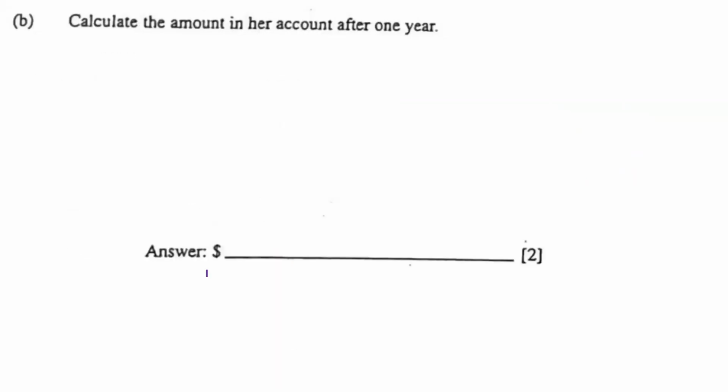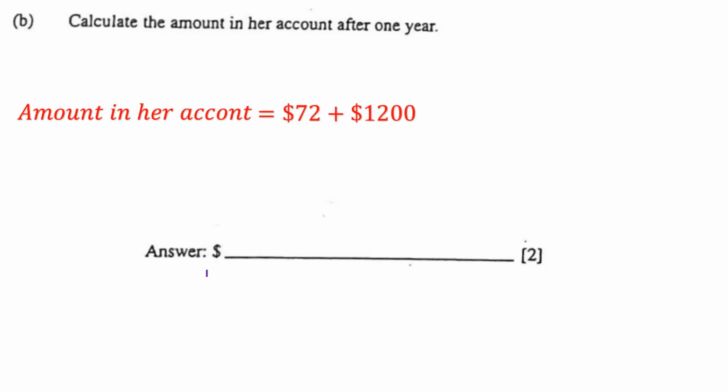But the question is, how much is she going to have in her account after 1 year, though? Remember that she still has that amount that she deposited, which was the 1,200. Now we're going to add that to the interest. And so the total amount that she should have in her account at the end of a year is 1,272. That's going to be the 1,200 plus the interest that was accumulated over that 1 year period. And so the answer is 1,272.